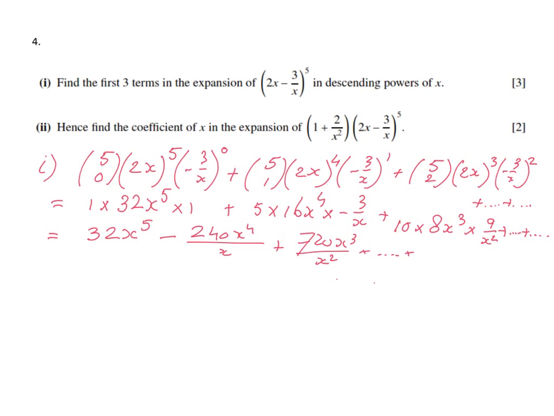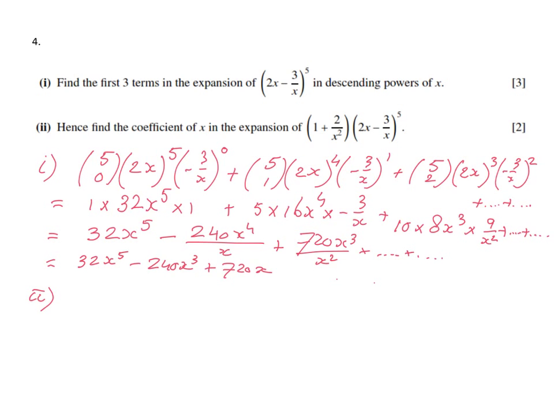Now, of course, we have some more terms. So simplify, that will be 32x to the power 5. Now take away the common factor, minus 240 x to the power 3 plus 720x. And indeed, that is in descending powers of x, the first 3 terms. Fantastic.